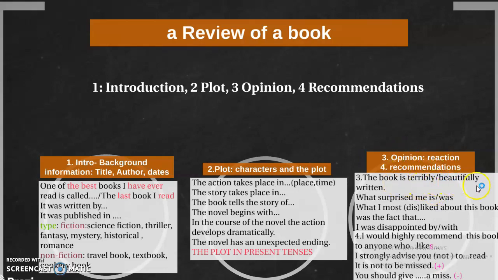The book is terribly, beautifully written. What surprised me is, what I most like about the book is. And while giving recommendations you can use this: I would highly recommend this book to anyone who likes. I strongly advise you not to. It is not to be missed. You should give it a miss.